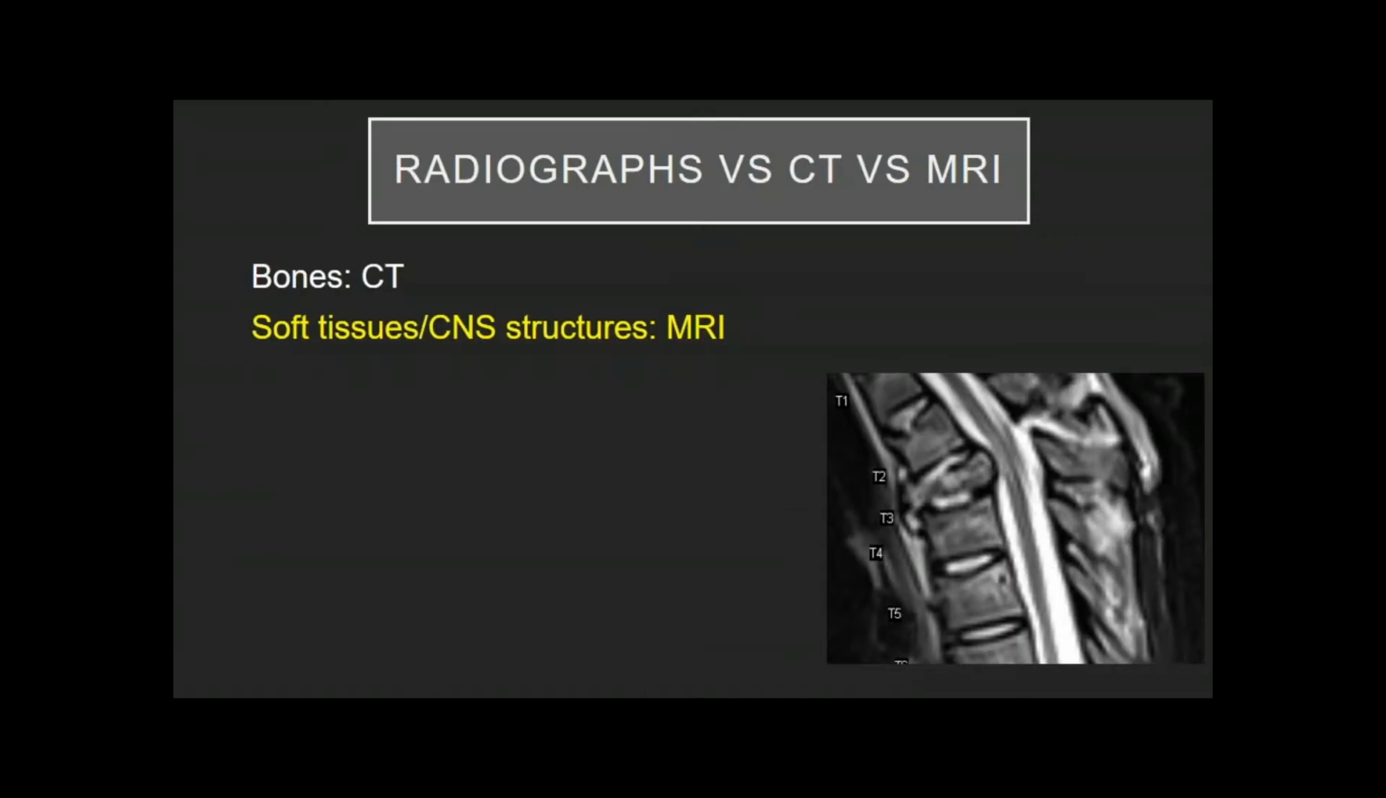All right, so when do we use MRI? We're going to use MRI to look at soft tissues, the central nervous system structures. That is what MRI is best for. So you can see here, not only do you have your fracture deformity, but you also can look at the cord, which has some increased signal in it. And then you can look at the soft tissue injury. So this is a 3-column injury that you can see really well by MRI.